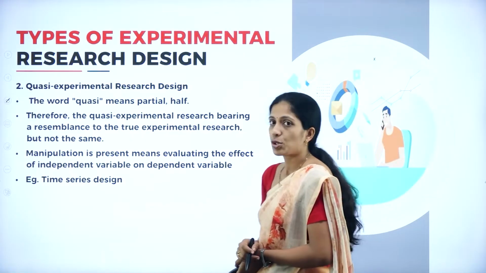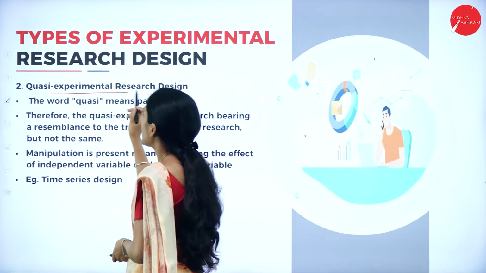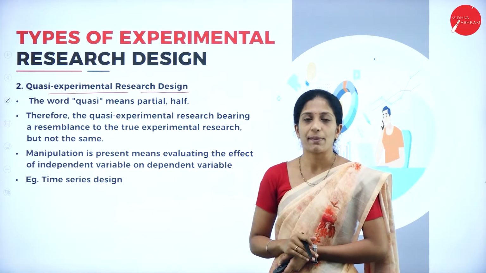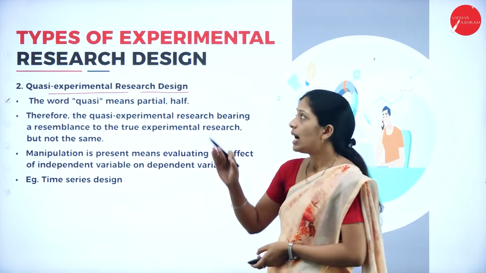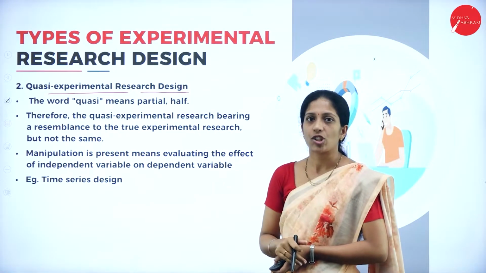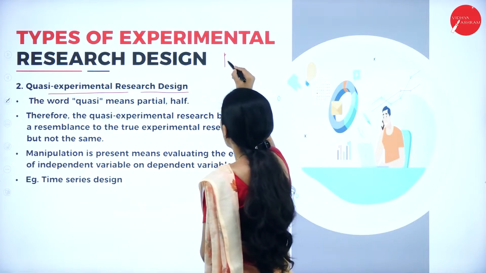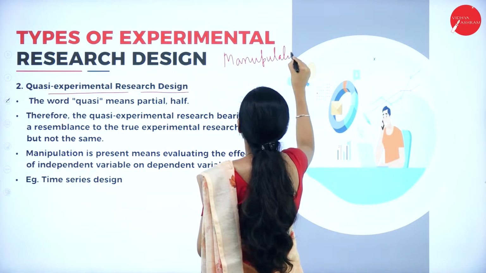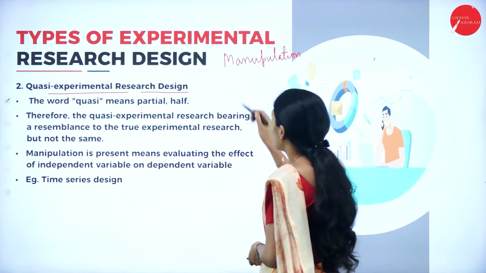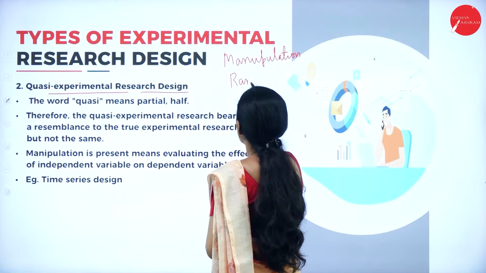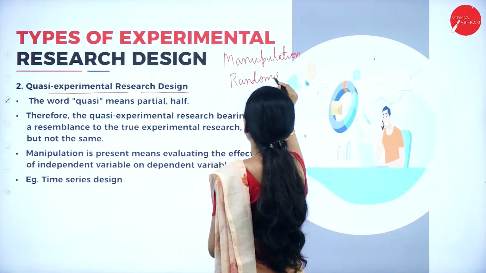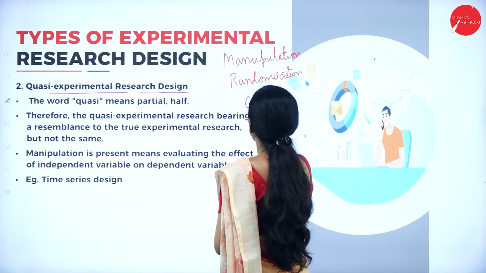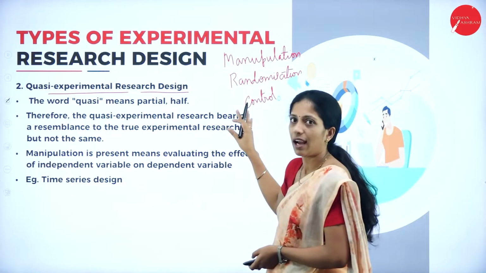Now coming to the next one, the second type, that is quasi-experimental research design. Now what do you mean by quasi-experimental research design? I have told you under the types of experimental research design, we are mainly taking three aspects. One is manipulation, the next one is randomization, and the other one is control. So these are the three aspects we have to take here.